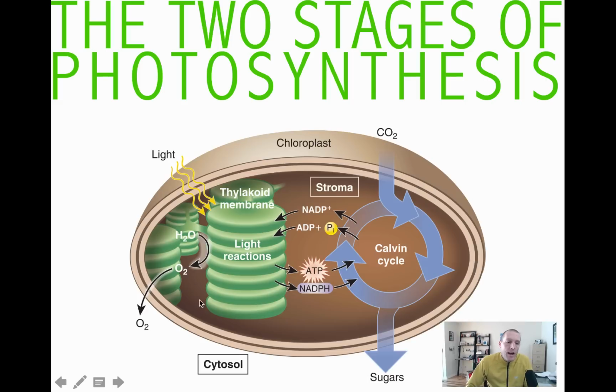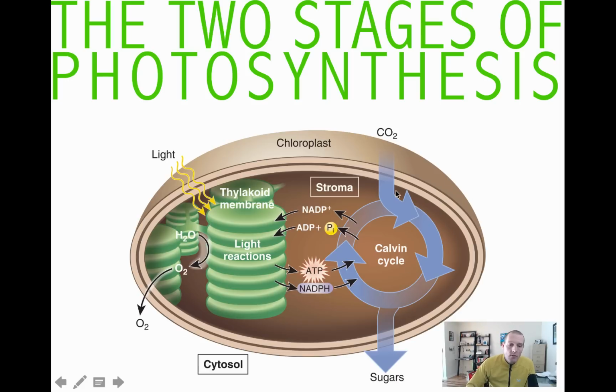If we look at the light reactions, they occur on the thylakoid membranes. Here is a stack of thylakoid membranes called a grana. The function of these membranes is to harvest light energy. That light energy is ultimately used to make some ATP and a molecule called NADPH. We'll look at those in more detail. The light reactions use up water and produce oxygen, and obviously photosynthesis produces oxygen. We need green plants to produce oxygen. So those are the light reactions.